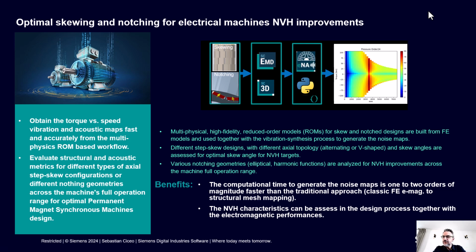Here, some other considerations. The eDrive engineer will look for options to optimize the performance, and for instance, skewing of the e-motor or notching strategies can be used in order to optimize the performance, but they also have an impact on NVH. So these are important parameters to take into account. In this overview, we show the possibility to evaluate the effect of skewing or notching strategies on the NVH performance by using our eNoise app.